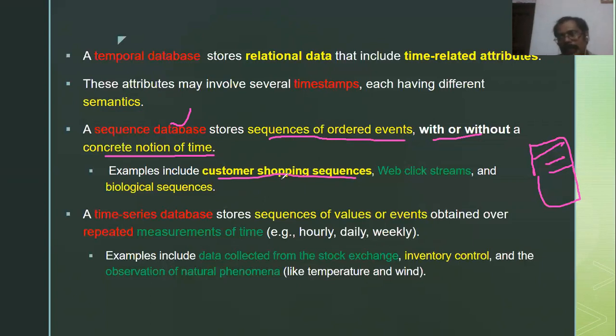A customer, say X, has his data stored in a sequence, that is, an ordered event: first shopping, second shopping, third shopping, etc. Here, the time is also indicated, that is, first shopping date and time, second shopping date and time, third shopping date and time. So, there is importance for time.